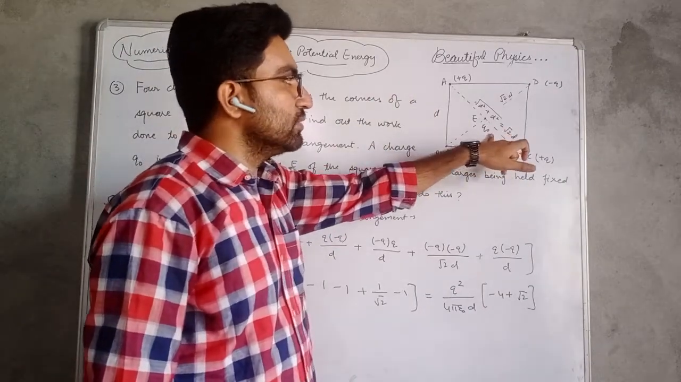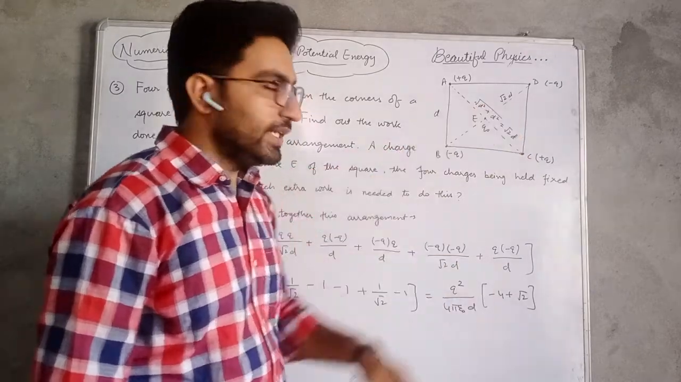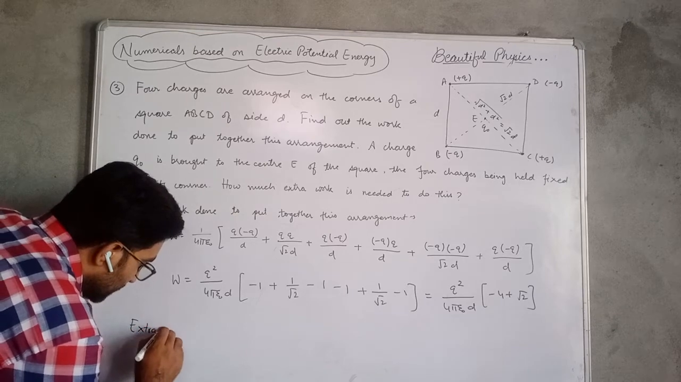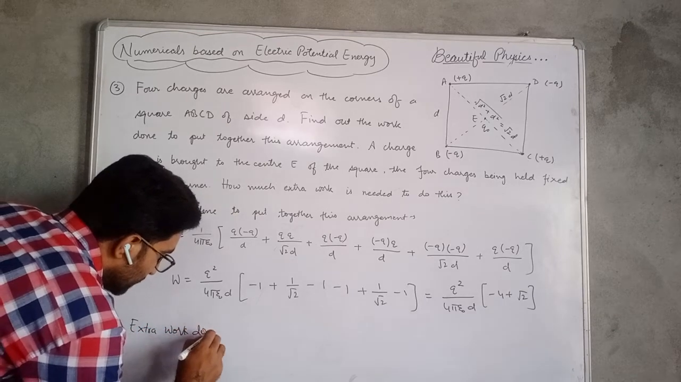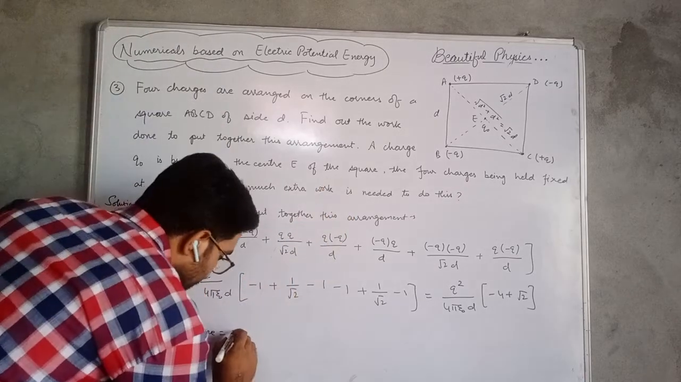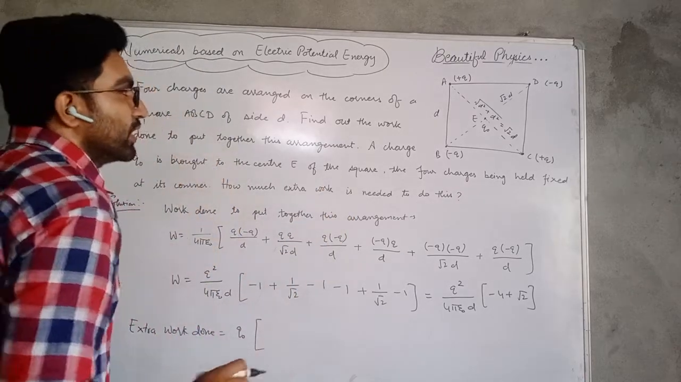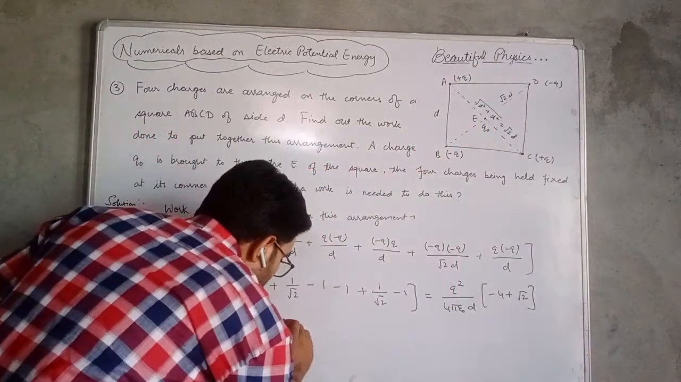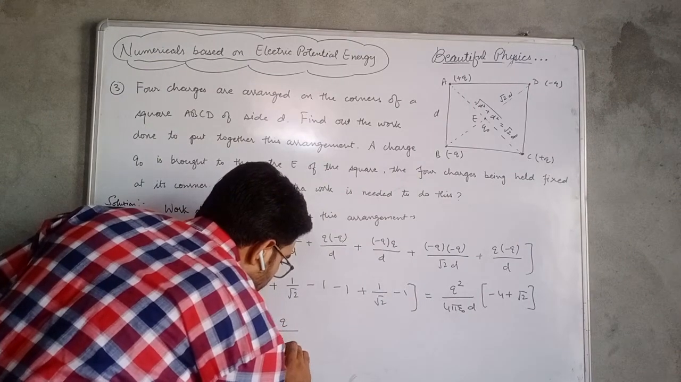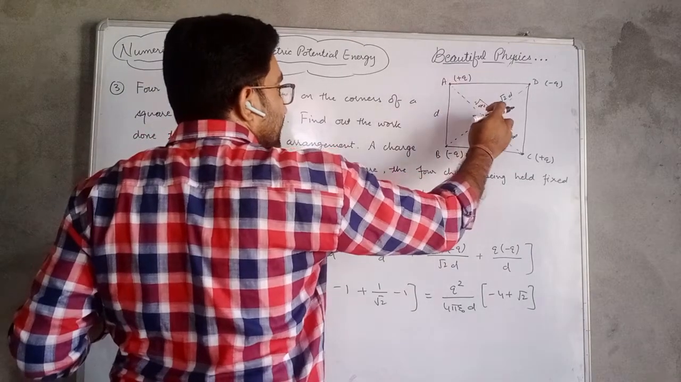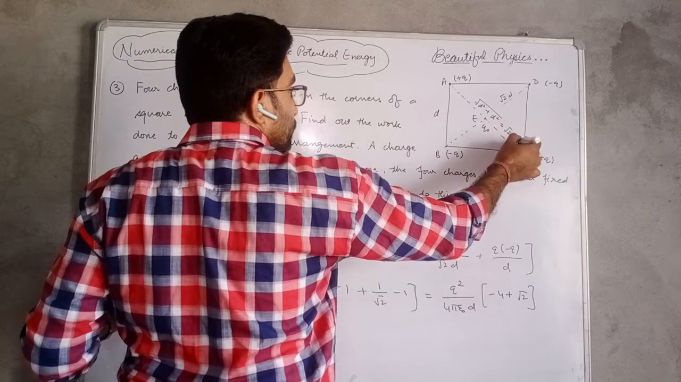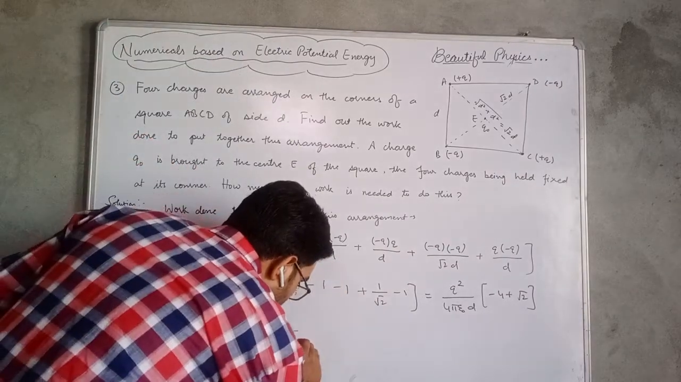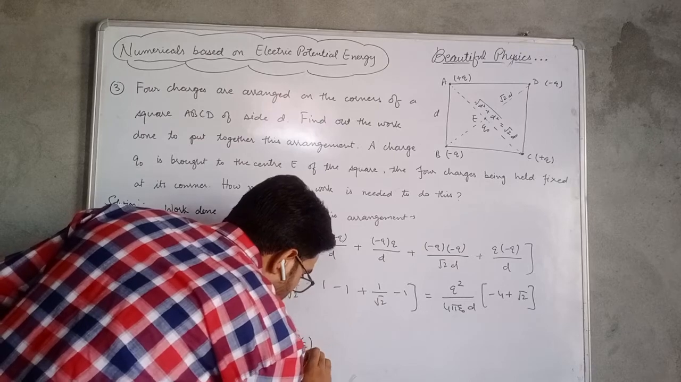So the work done will be equal to Q naught times the potential at this point. Extra work done will be equal to Q naught times the potential at this point due to these charges, and it will be equal to Q upon 4 pi epsilon naught, and the distance between A and E will be equal to half of root 2 by D, which is again D by root 2.